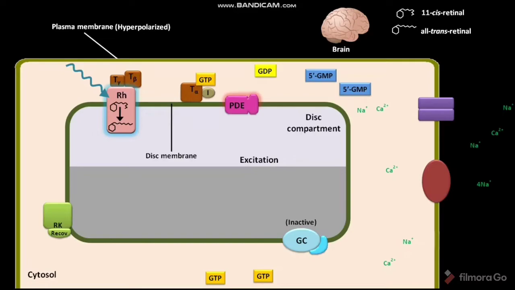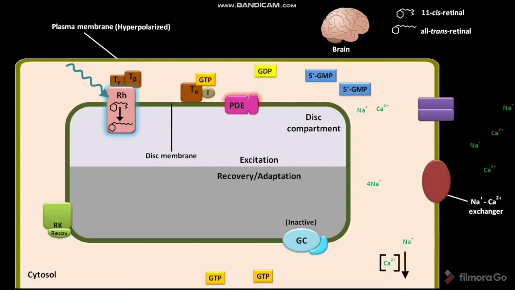Now, let us discuss the recovery or adaptation process of the same rod cell. The plasma membrane of the rod cell has a sodium ion calcium ion exchanger. Through this exchanger, 1 calcium ion and 4 sodium ions are exchanged continuously. Due to this continued efflux of calcium ions through the exchanger, the cytosolic calcium ion concentration decreases.